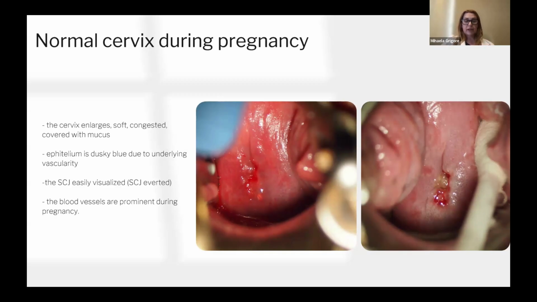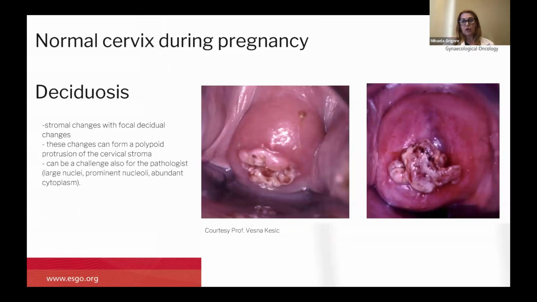But otherwise, as I said, we have some difficulties in examining the cervix. Also during pregnancy, the blood vessels are prominent, and if you are not very familiar with the images during pregnancy, they could look a little bit abnormal, but actually they are normal.